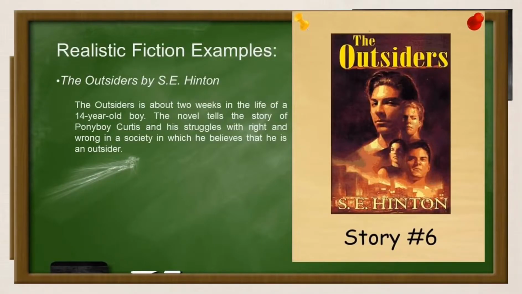Next one is The Outsiders by S.E. Hinton. The Outsiders is about 2 weeks in the life of a 14-year-old boy. The novel tells the story of a pony boy, Curtis, and his struggles with right and wrong in a society in which he believes that he is an outsider.